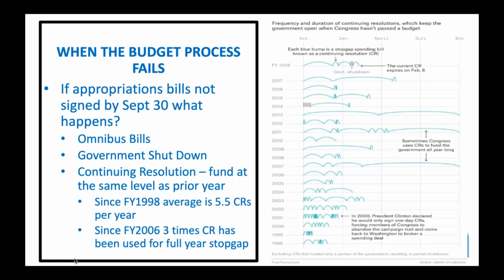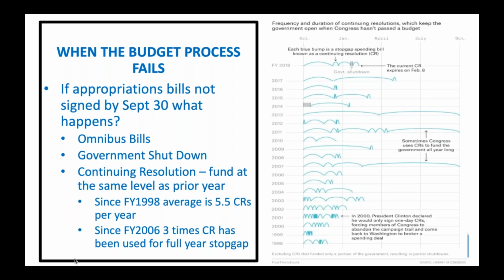So when the budget fails, which obviously you've just seen, it fails quite a bit. The process doesn't work. So if all the appropriations aren't signed, what happens? One option we've seen in the past are omnibus bills, where they'll roll multiple agencies' appropriations bills into one bill. The government can shut down, and we've seen that quite a bit. Most recently, we've seen it, and potentially this Friday we will see it again. Continuing resolutions are typically what the government has done when they can't pass an appropriations bill. They essentially say, we can't pass a bill, we're going to fund it at the same level as the prior year.